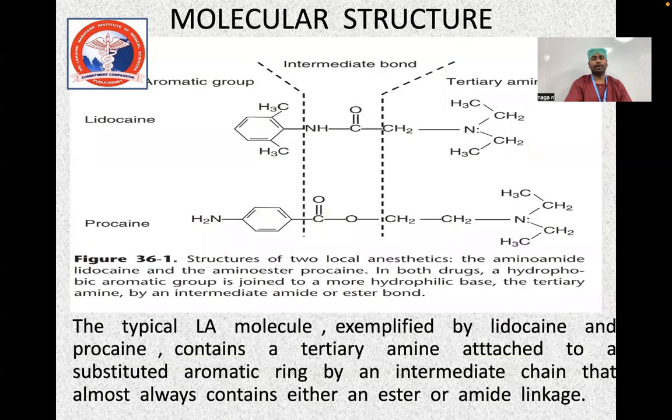Here we can see the molecular structure of the local anesthetics. You can see the structure of the two local anesthetics: one is the amino amide lidocaine and the other is the amino ester procaine. In both drugs, a hydrophobic aromatic group is joined to a hydrophilic base, the tertiary amine, by an intermediate amide or ester bond. For example, lidocaine, you can see, and procaine also.